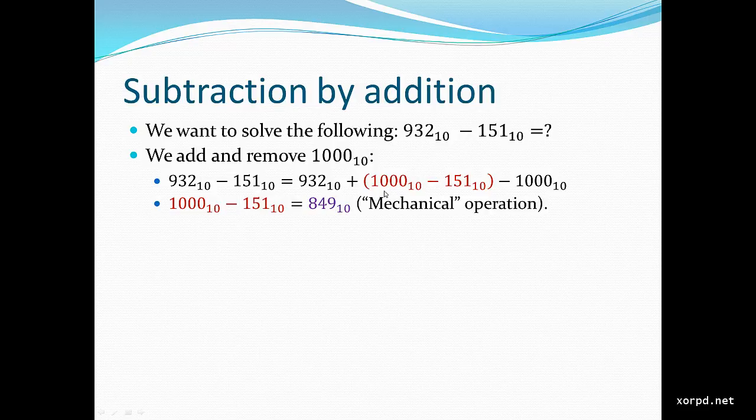We give ourselves the right to put the 1000 exactly here, next to the 151 number. Then we just want to solve this part. The rest we are going to deal with later. This is indeed a subtraction operation, however, it is a pretty easy one. Maybe we can even say a mechanical operation, because subtracting a number from 1000 should be pretty easy.